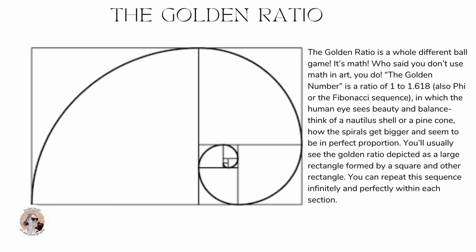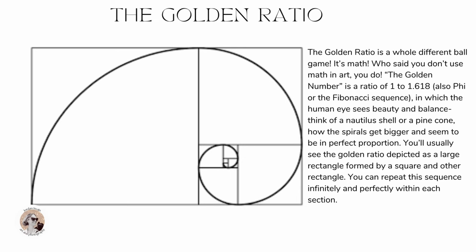Let's look at the golden ratio. The golden ratio is math. Whoever said you don't use math in art, you do. The golden ratio is a number that's a ratio of 1.618. It's also phi, or the Fibonacci sequence, in which the human eye sees beauty and balance. Think of a nautilus shell or a pine cone.